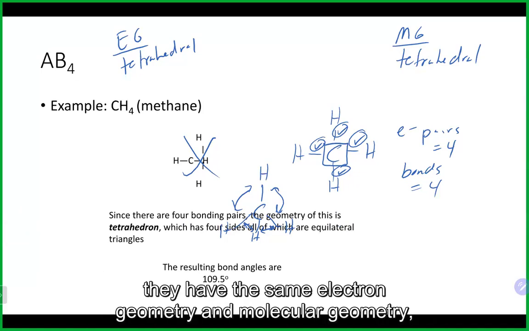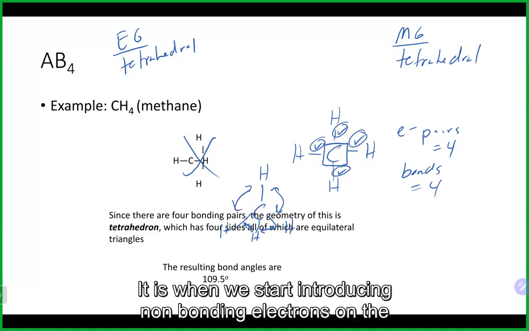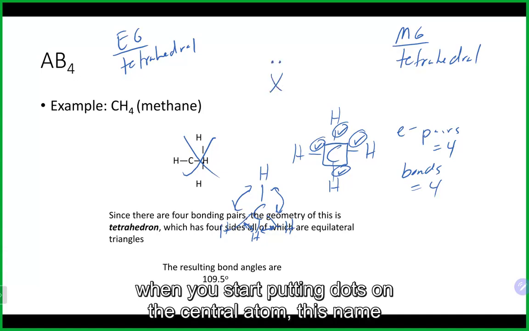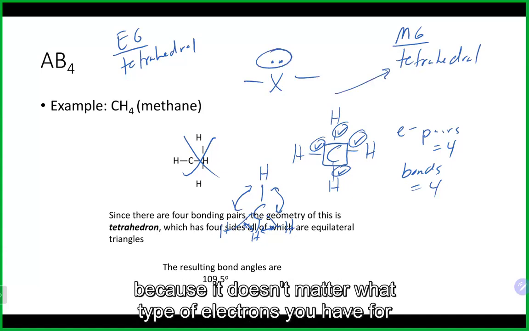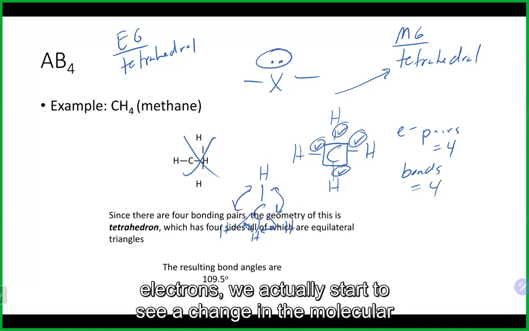At this point, they have the same electron geometry and molecular geometry because there are no non-bonding electrons on the central atom. It is when we start introducing non-bonding electrons on the central atom that we actually see a change in the name. So when you start putting dots on the central atom, this name actually changes. The electron pair geometry stays the same because it doesn't matter what type of electrons you have for that. But once you start introducing those non-bonding electrons, we actually start to see a change in the molecular geometry.